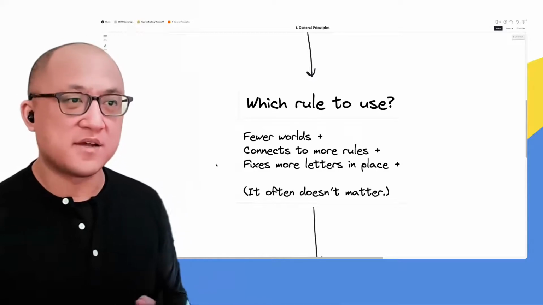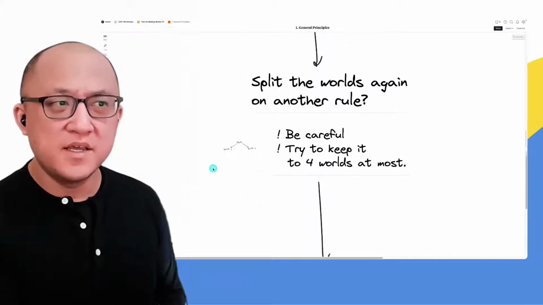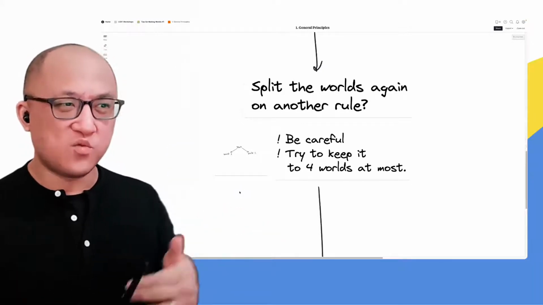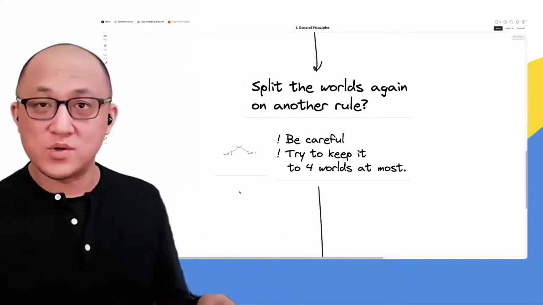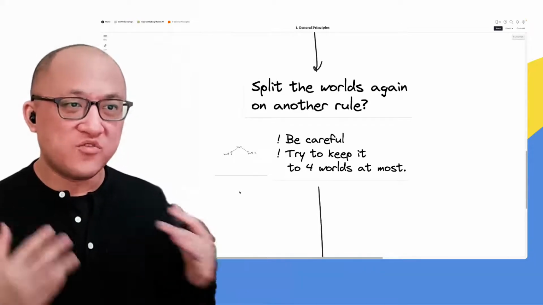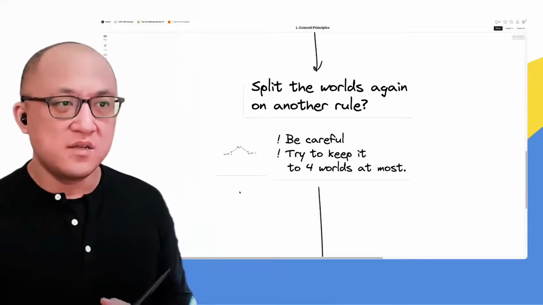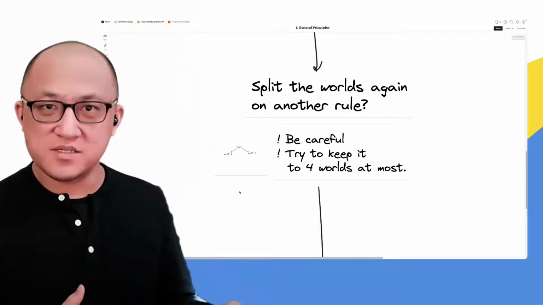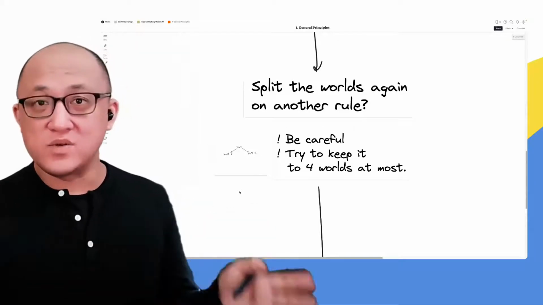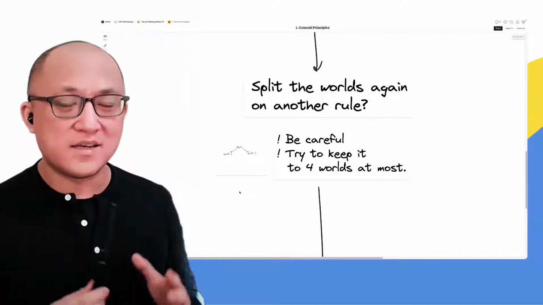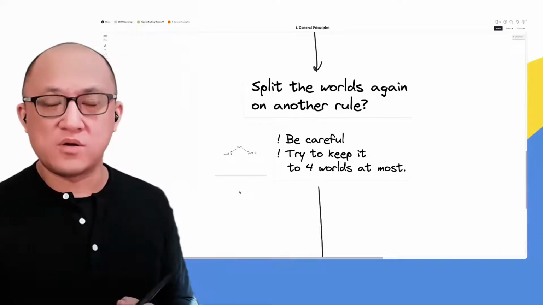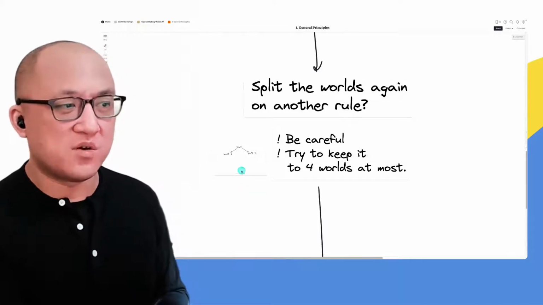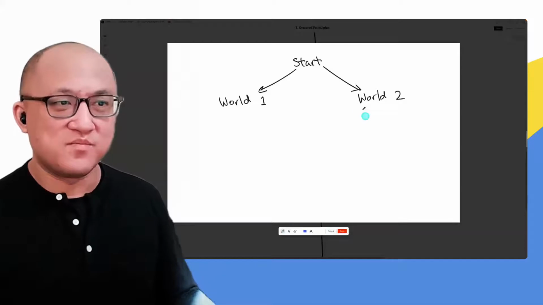All right. This is also another thing that we just talked about. Should we split the worlds again on another rule? When you're first trying this strategy out, if you're really into it and you think it's helpful, you're going to want to split and split and split, right? But I would say be careful about it and try to keep your overall split worlds to 4. So basically, this is ideal, right?